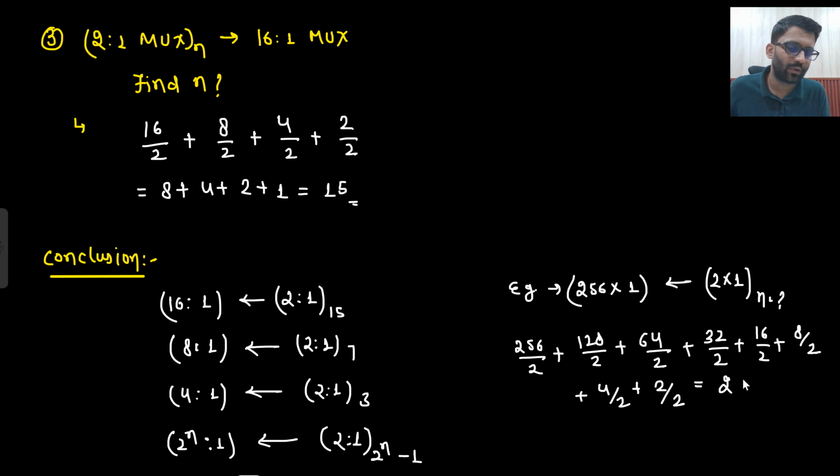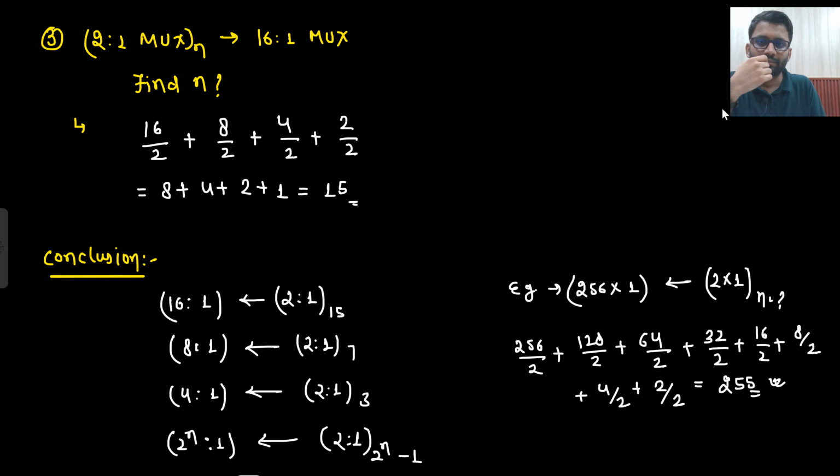Can you tell me? It will be 255. Basically, one less than this number. That's it. So this number will be 255. Very easy, right? No issue about this. It is 2 to the power n minus 1. Just this number, minus 1. So this number was 8 minus 1, this number was 4 minus 1. So 255 will be required.